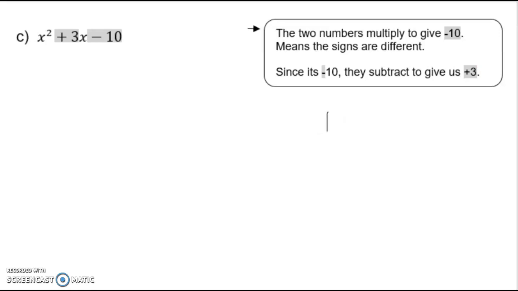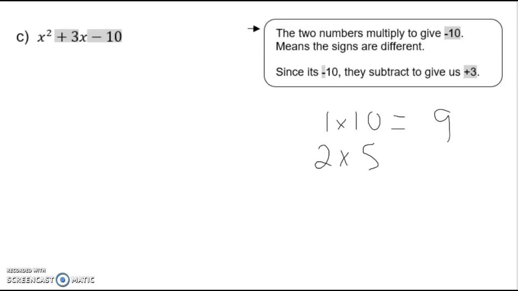At the side, I could have 1 times 10 gives me 10. And because we said the difference is 3, that means your bigger number would be positive, okay? And your smaller one would be negative. So if you were to add that up, we'd have this one as a negative. So 10 minus 1 gives us 9. Okay, so that's not 3. So let's go to the next one.